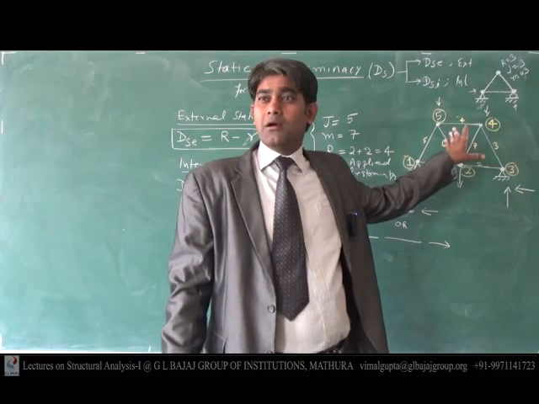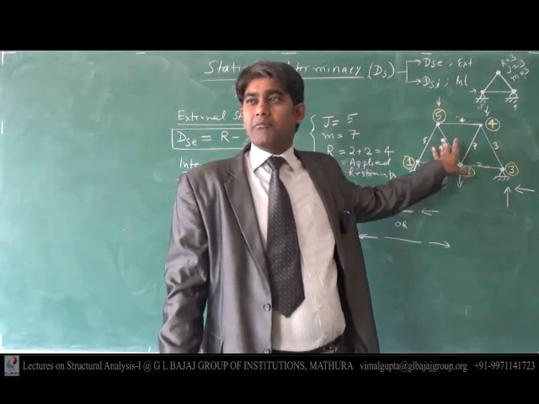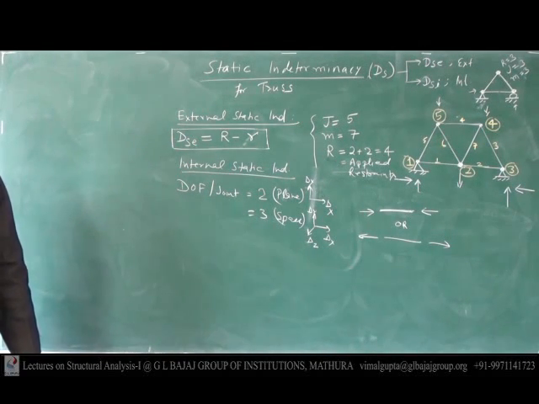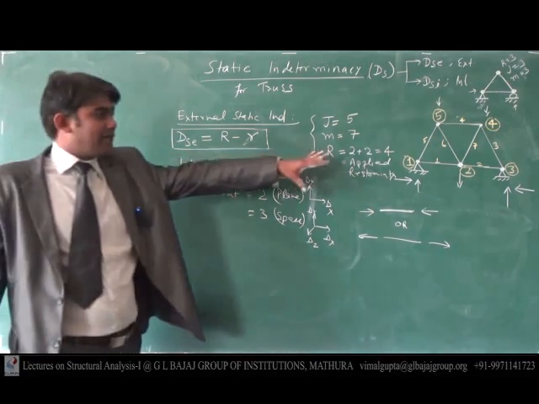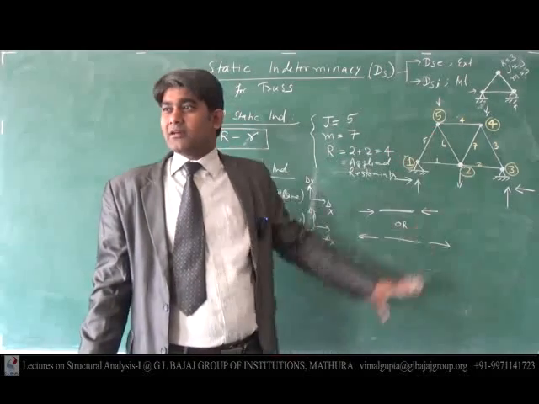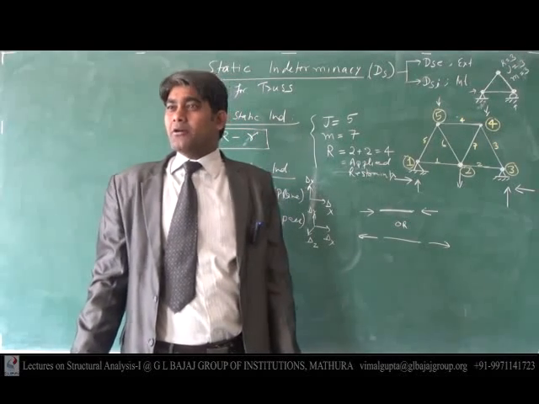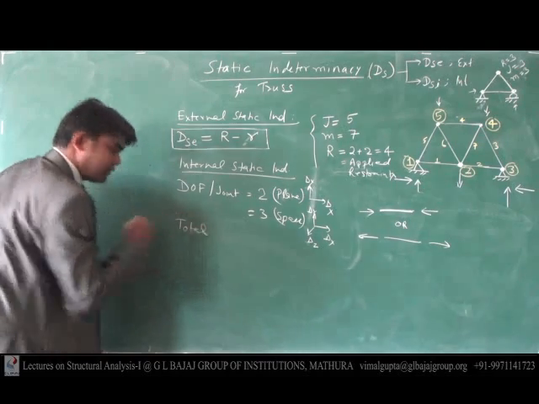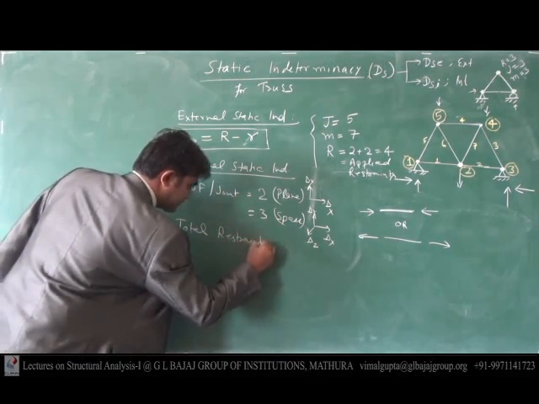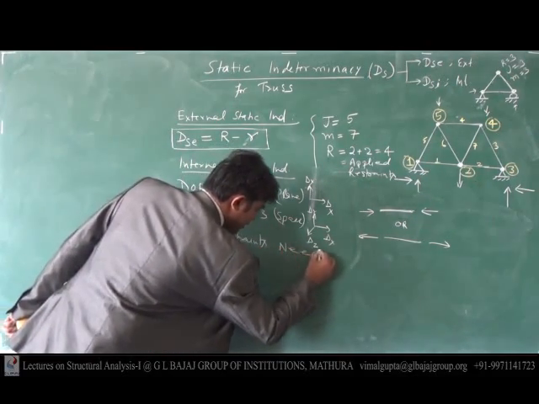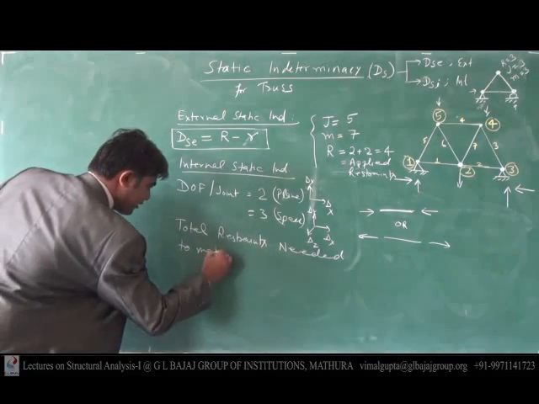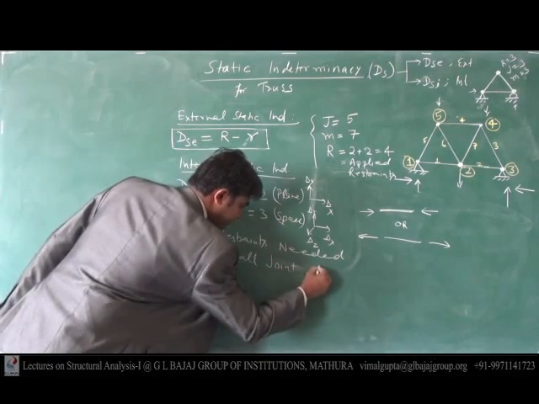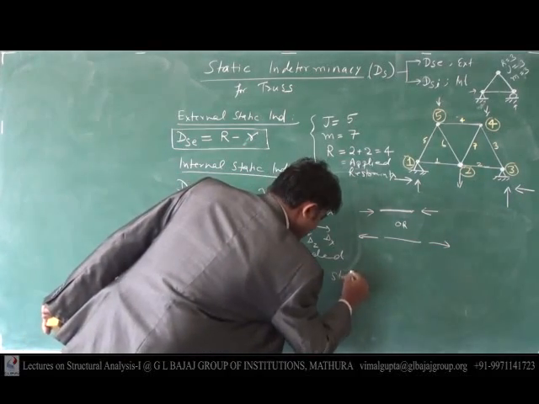Therefore, how many possibilities for movement? Number of joints multiplied by degree of freedom. That will give you the required number of conditions which you have to restrain. Therefore, you can write total restraints needed to make stable, to make all joints stationary, as static.